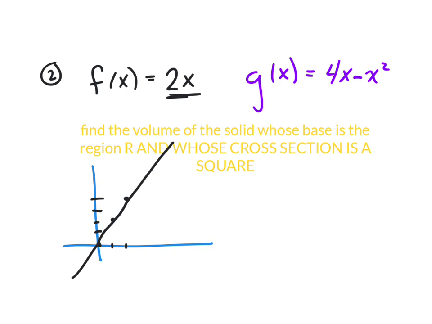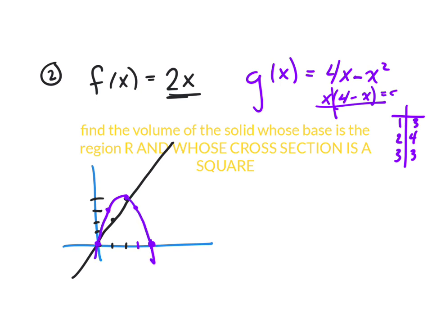And then I go ahead and graph 4x minus x squared. So I'm first going to factor to get the zeros. I pull out x: x times 4 minus x equals 0. So I get x equals 0 and x equals 4. I know this creates a parabola facing downwards. I can plot some accurate points. At 1 I get 3, at 2 I get 4, at 3 I get 3. And like I said, we know it's a parabola facing downwards.